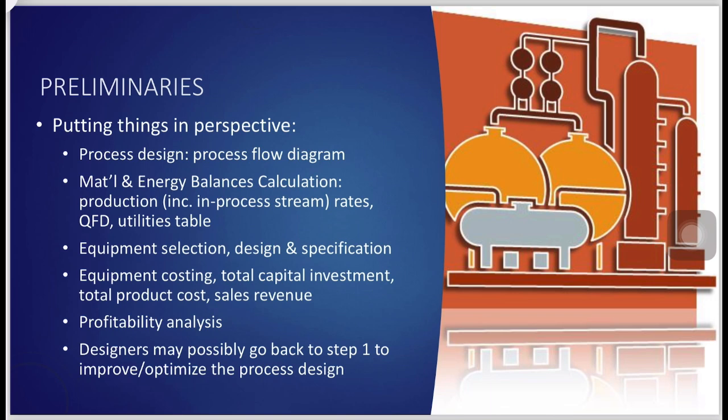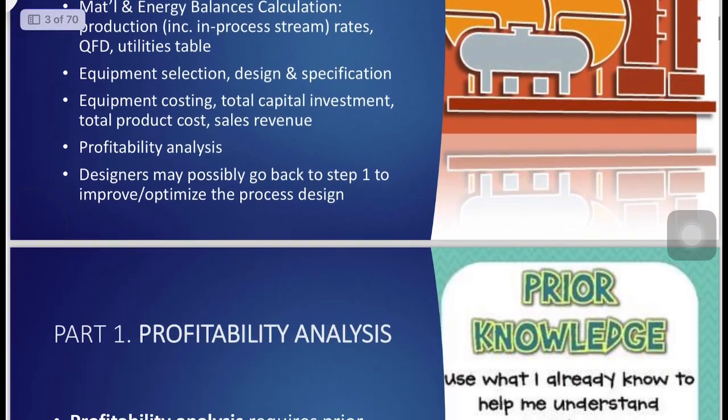After the profitability analysis, the one who designs the process plant may possibly go back to step one to improve or optimize the process design. So anywhere in the process of making the process plant, if you think you are still able to improve or optimize, then you can go back to step one, okay? So this is actually an iteration. The making of a process plant is an iteration, okay? All right.